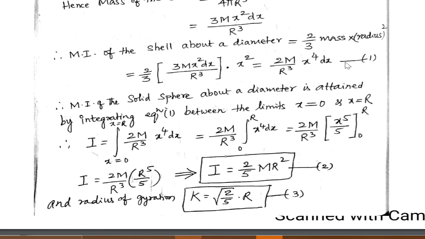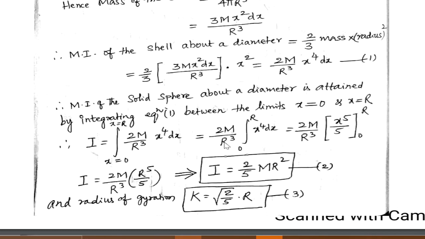Now, to find the moment of inertia of the whole sphere, we should integrate this term between the limits x equal to 0 to x equal to r. So the moment of inertia of the solid sphere about a diameter is obtained by integrating equation 1 between the limits x equal to 0 and x equal to r. Therefore, this is the next step. Look at equation 1, integrate between the limits. I is equal to the integral of 2m by r cube into x to the power 4 into dx between the limits x equal to 0 to x equal to r.